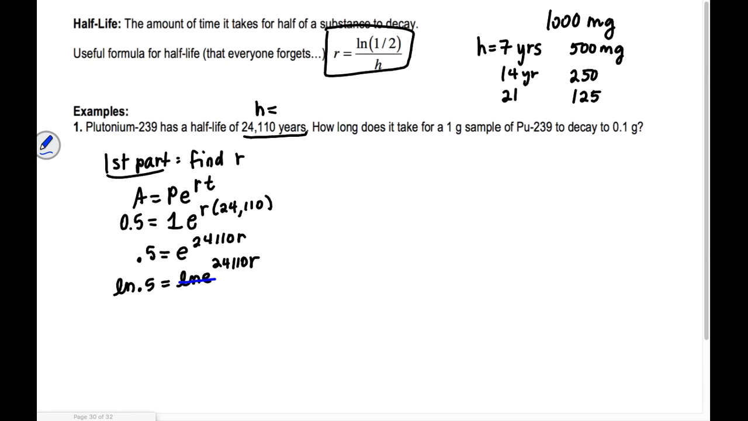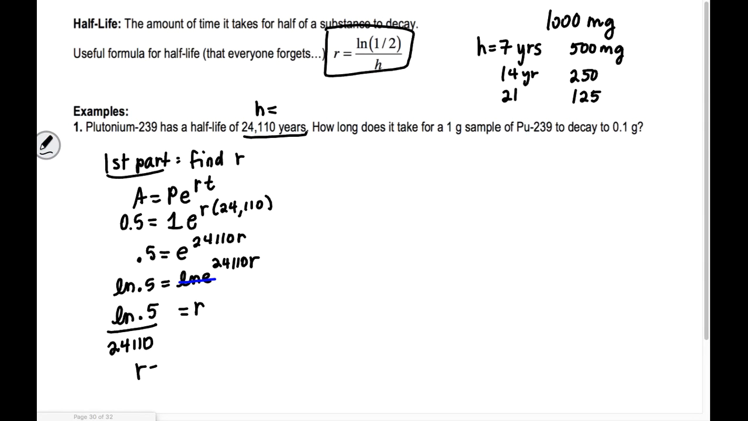So this part's gone. 24,110 is not hanging in space. It was pulled to the front when we took the logarithm. So our r ends up being natural log of 0.5 divided by 24,110. Look up here at the thing in the box. R equals natural log of 1/2, natural log of 0.5, divided by the half-life, 24,110. So you can skip these steps if you know that formula. If not, not a big deal. You can get it from the one we already know.